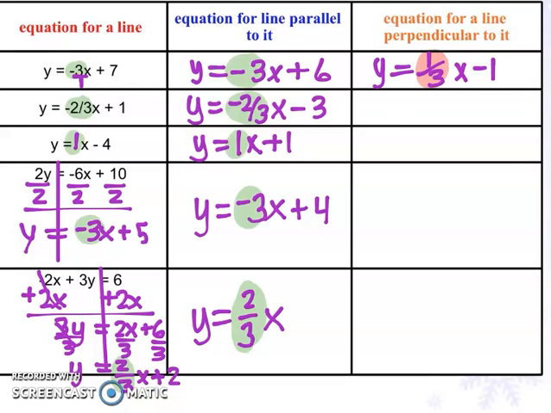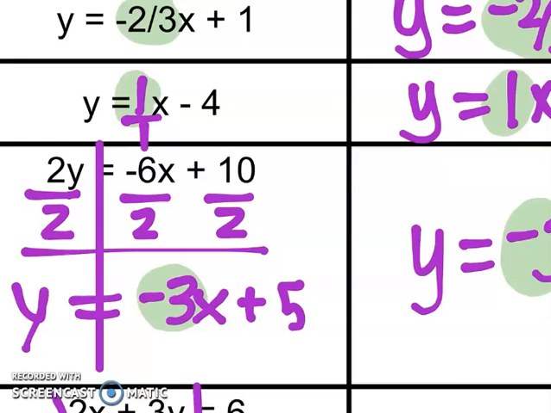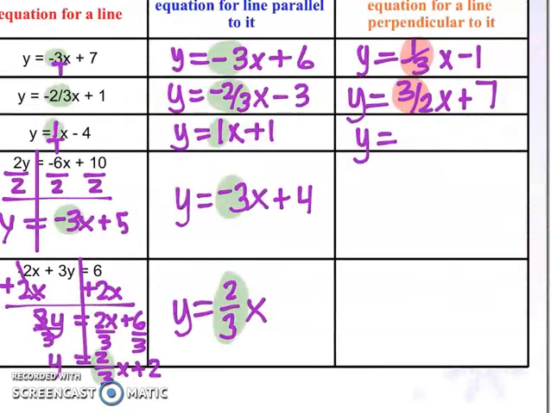Okay, next one. Flip it over, change the sign. Negative 2 over 3 turns into positive 3 over 2. And I can pick anything I want for my intercept. All right, next one. 1 is the same as 1 over 1. So if I flip it over and change the sign, instead of positive 1 over 1, it'll be negative 1 over 1. So this would just be negative 1 for the perpendicular slope.